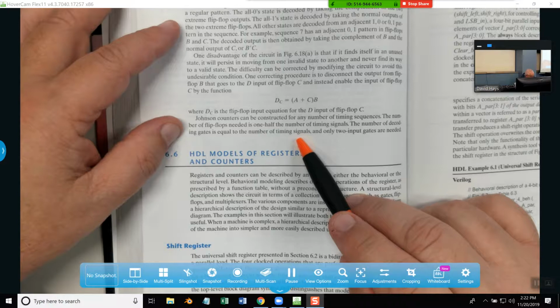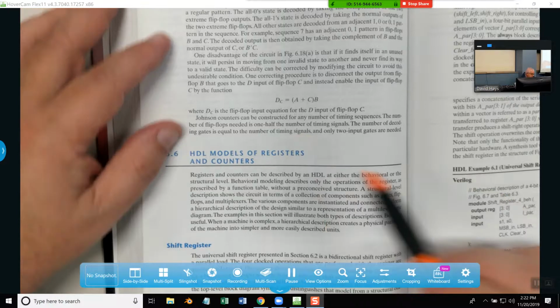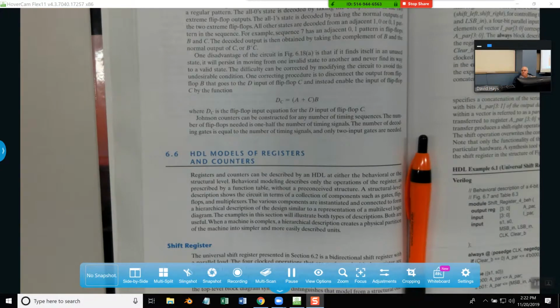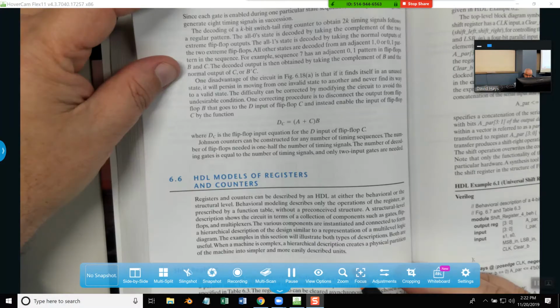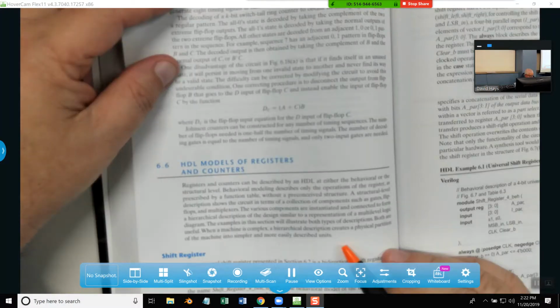Okay, 6.6. Registers and counters can be described by an HDL at either the behavioral or the structural level. Behavioral modeling describes only the operation of the register as prescribed by a function table without a preconceived structure. A structural level description shows a circuit in terms of a collection of components, such as gates, flip-flops, and multiplexers.